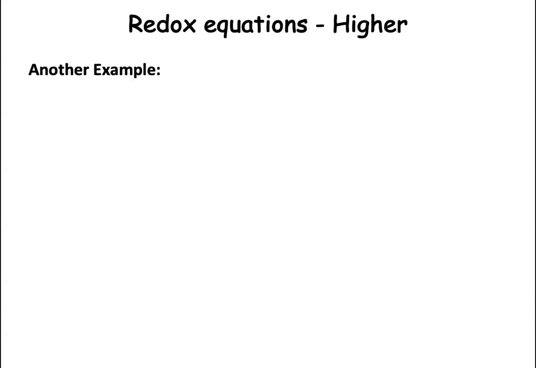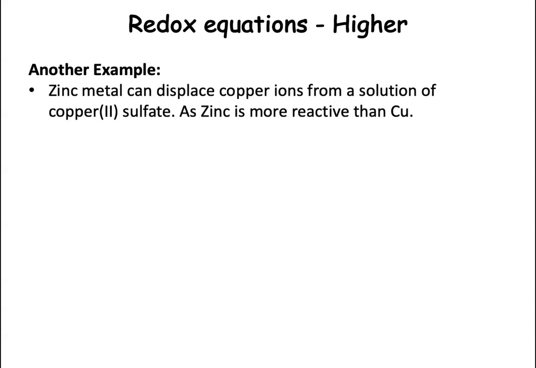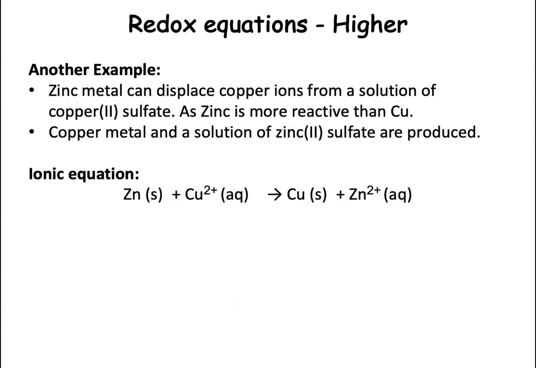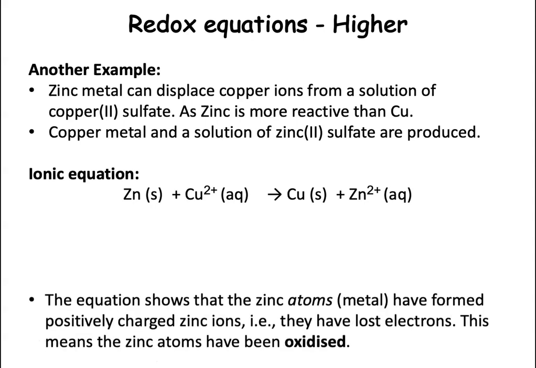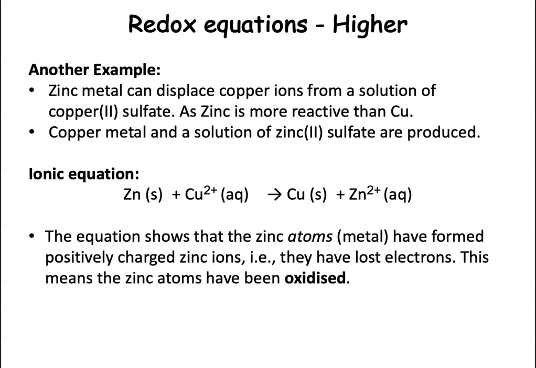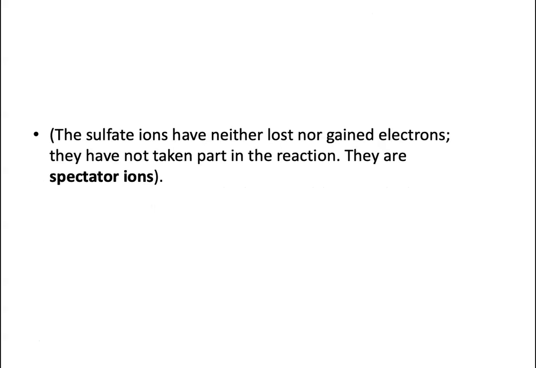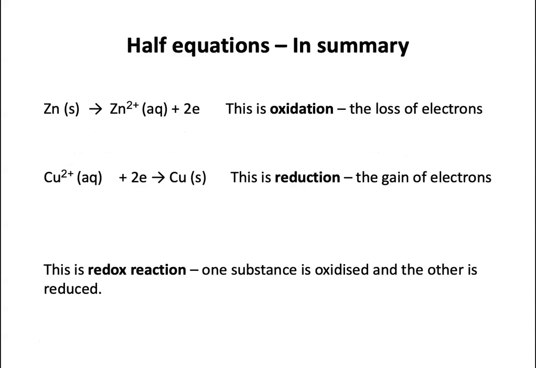Another example, zinc metal can displace copper. Here's the equation. Zinc is above copper in the reactivity series, so zinc loses 2 electrons. Copper 2+ gains 2 electrons. Zinc is oxidized, copper 2+ is reduced. As I said, the sulfate ions neither lose nor gain electrons, so they don't really take part in the reaction, so we ignore them.